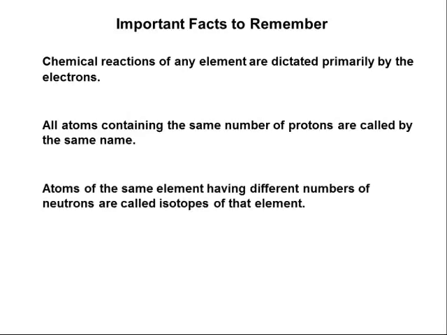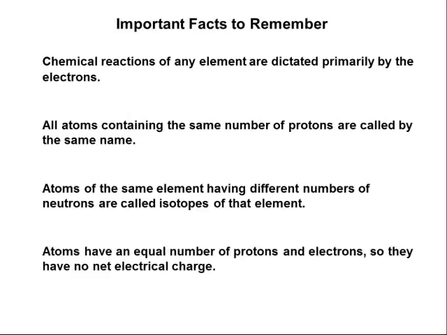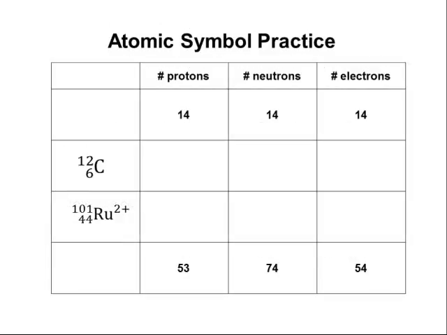Now, atoms of the same element can have different numbers of neutrons. That'll cause different isotopes of that same element. And if atoms have an equal number of protons and electrons, they're going to have no net electrical charge. They're going to have an overall charge of 0. But if we add electrons, we form anions. It becomes negatively charged. If we subtract electrons, it becomes a cation. It becomes positively charged. So when looking at the slide, you may want to pause the video.